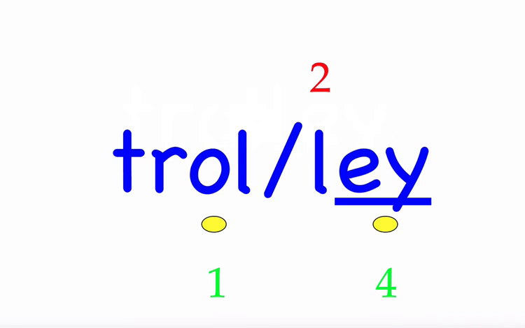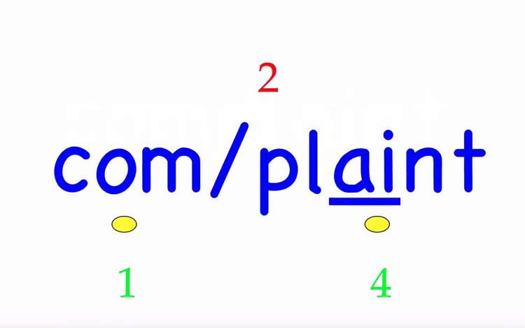Complaint. Do you have a complaint to register? Complaint. Com, three sounds. K, A, M. Plaint, five sounds. P, Ul, A, N, T. Complaint. Mark the word.